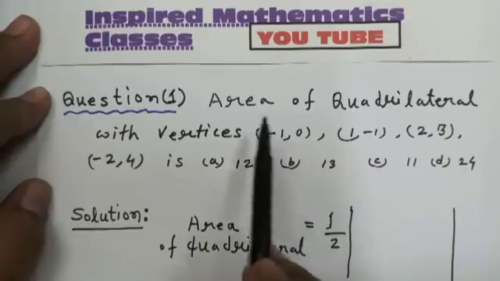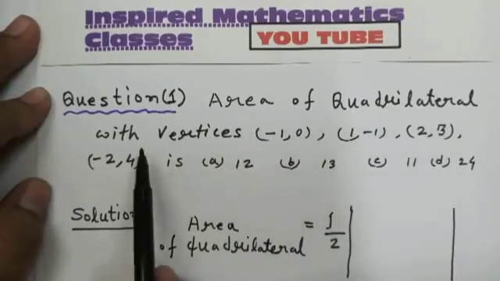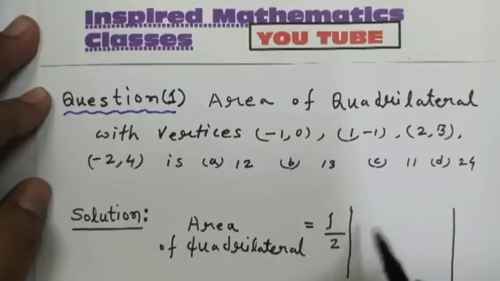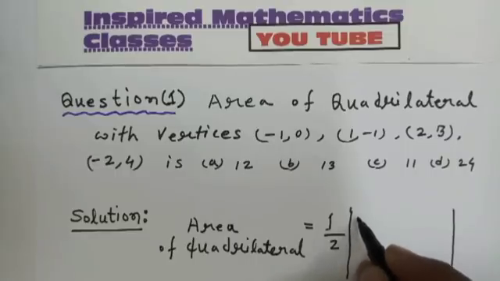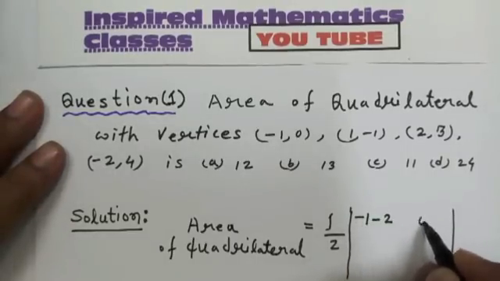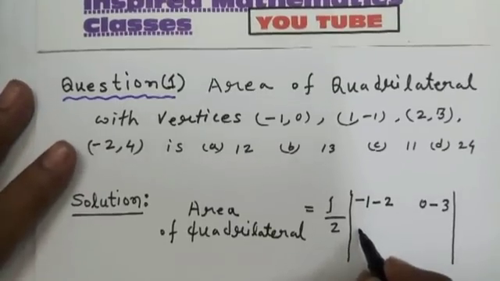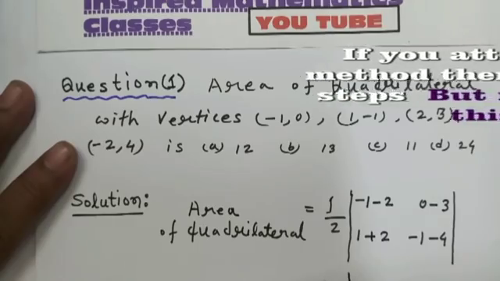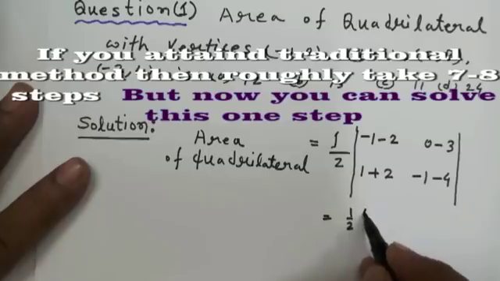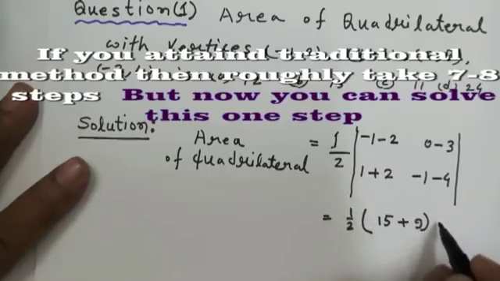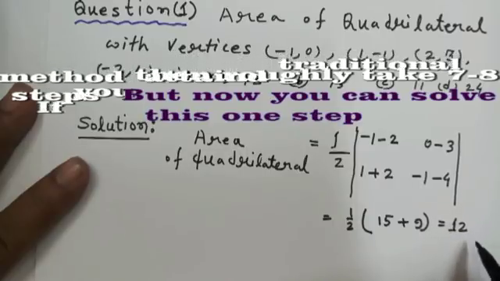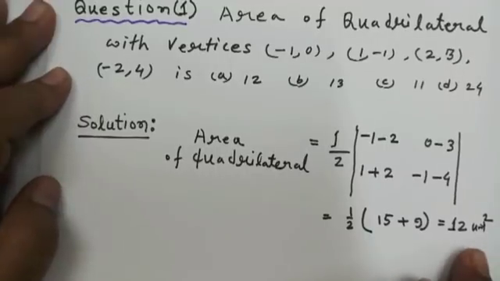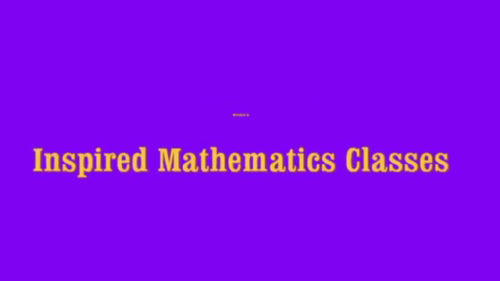Okay, have a look. This is the area of quadrilateral with vertices, these 4 points. Which option is correct? My answer is: area of quadrilateral is half of (minus 1 minus 2, 0 minus 3), that is 1 plus 2, minus 1 minus 4. That comes to half of (15 plus 9), that's it, 12. This is the unit square unit. So the area of quadrilateral is 12 square units. That's it. Now explain it.